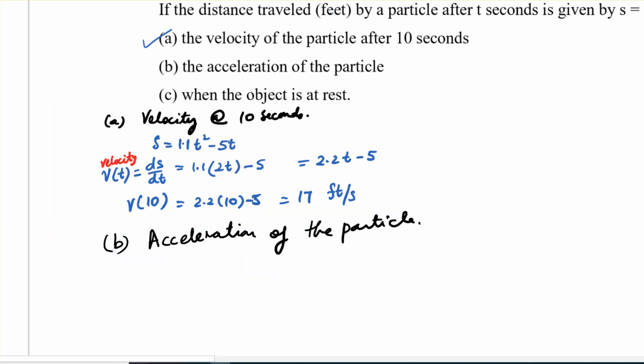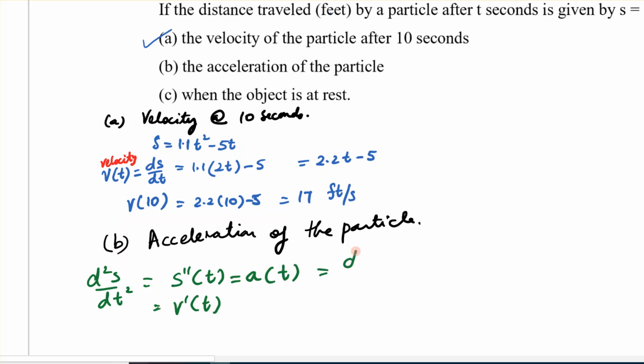Next, we're going to find the acceleration of the particle. So acceleration is the second derivative of the distance function, or the first derivative of the velocity function. And we can write different notations for acceleration, or you can even write v dash t. So in this case, we're going to take the derivative of our velocity function, which is 2.2t minus 5. So acceleration is 2.2, and the units will be feet per second squared. So in this case, we notice that we have constant acceleration.